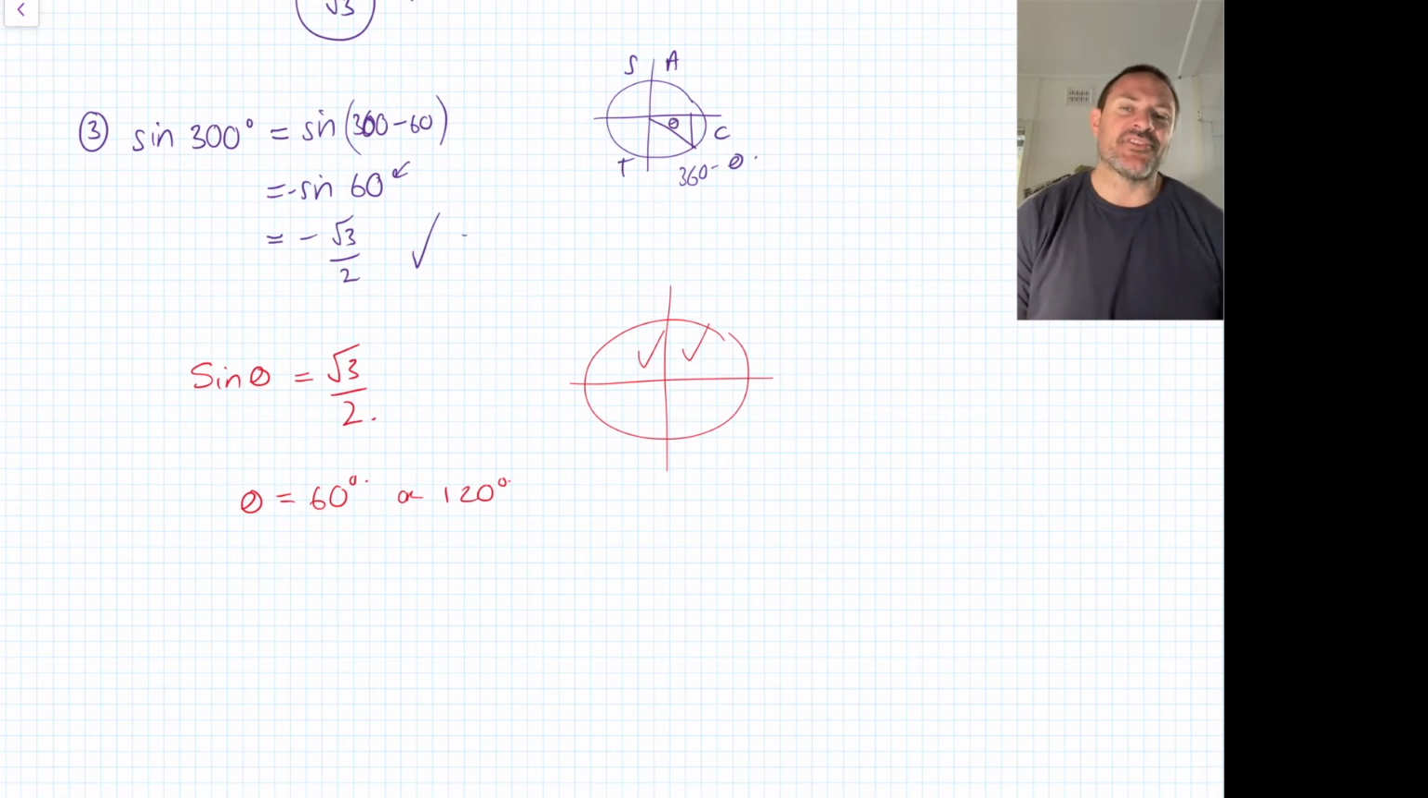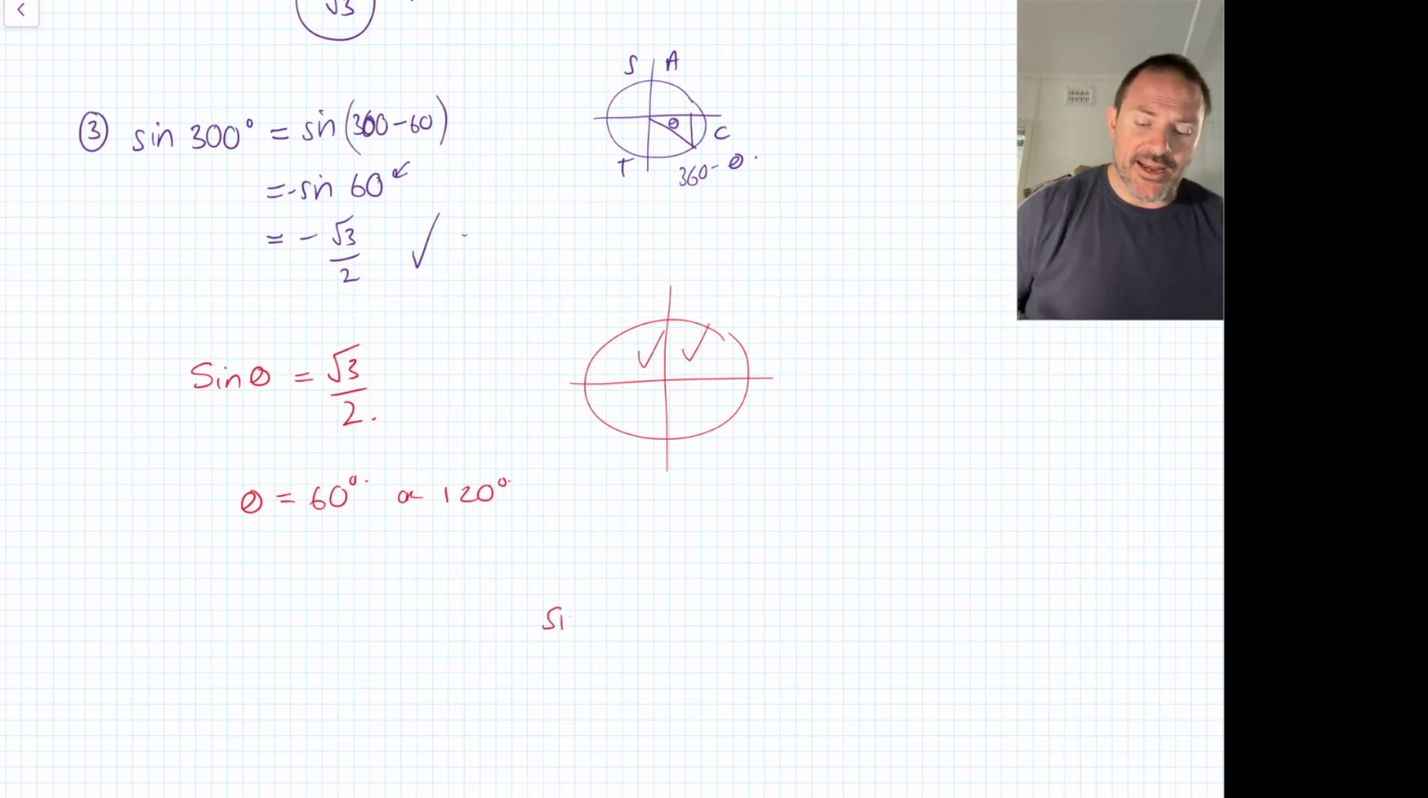Now, that's quite nice because you go, okay, I can figure out, as long as I know which quadrant it's going to be in, I know what the acute angle is, it's going to work out nicely. The problem is later on, when you do things with cosine and tan, it doesn't give you the right answer. It really muddles it up.